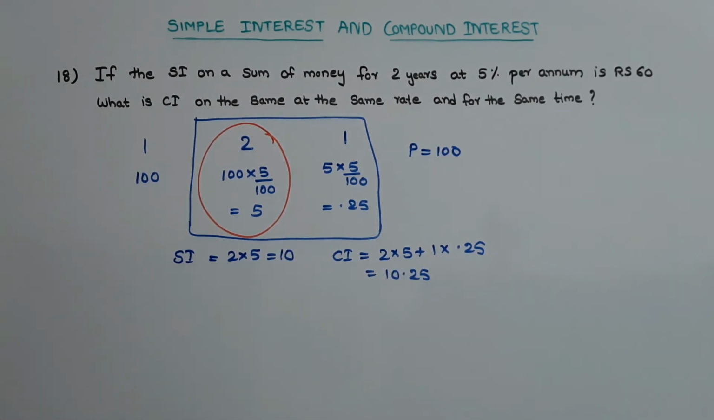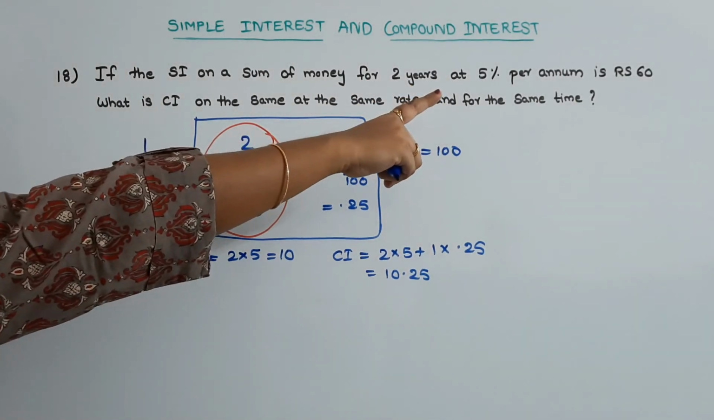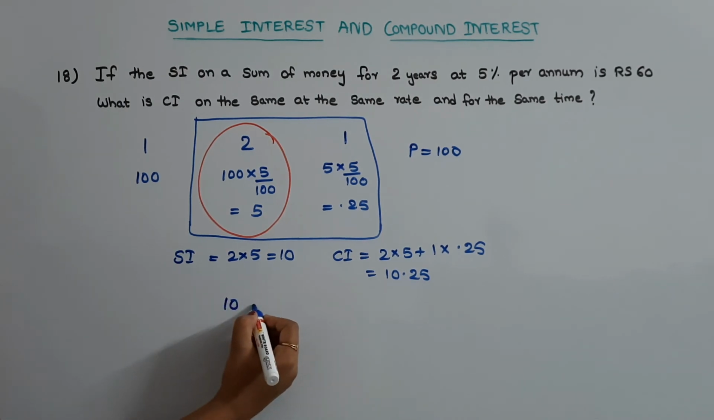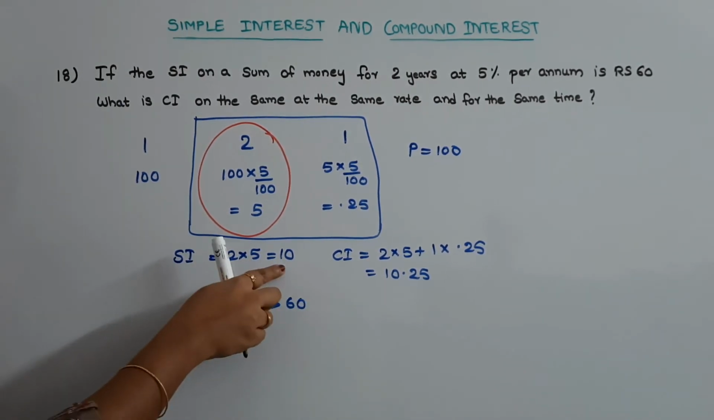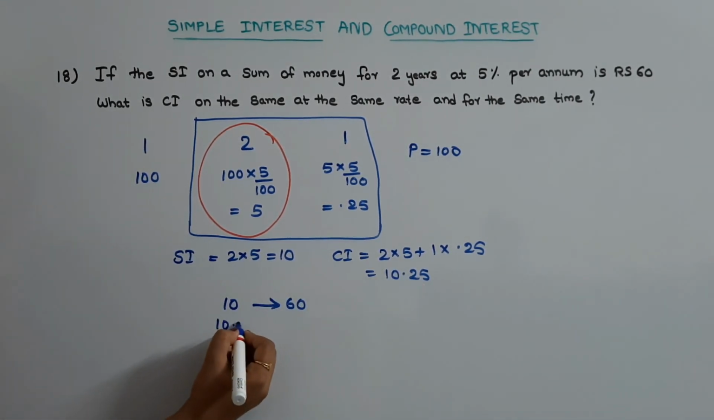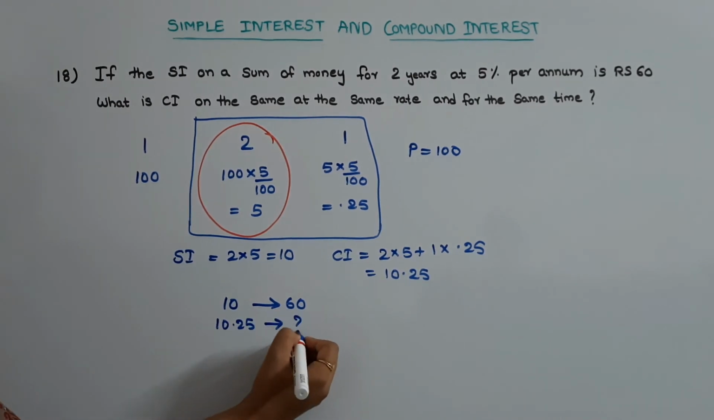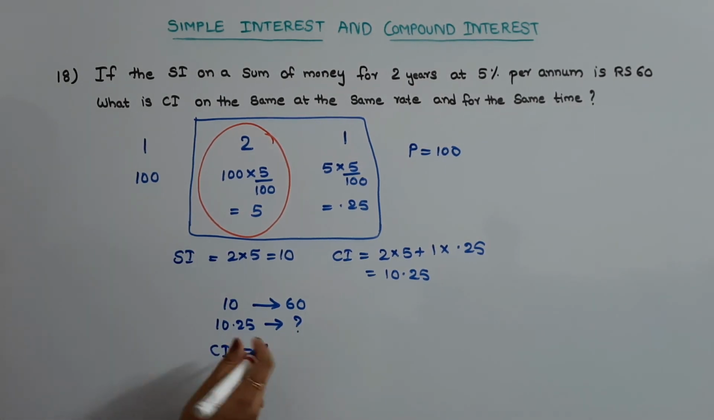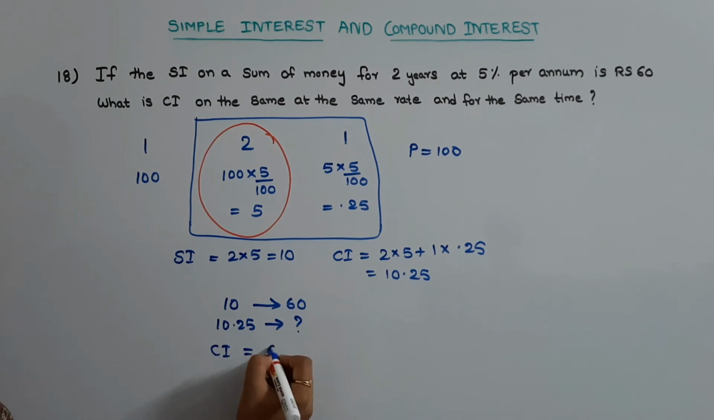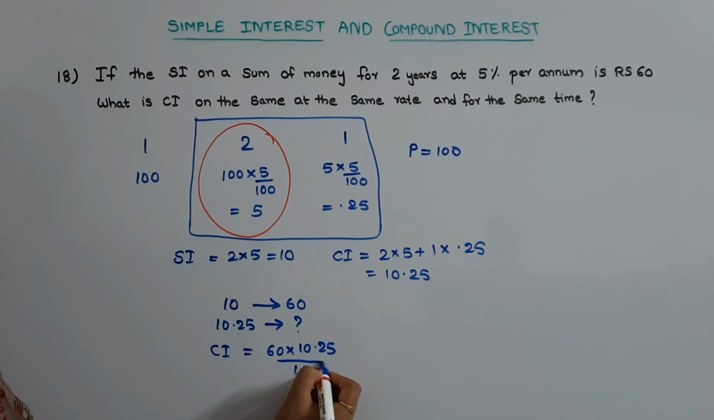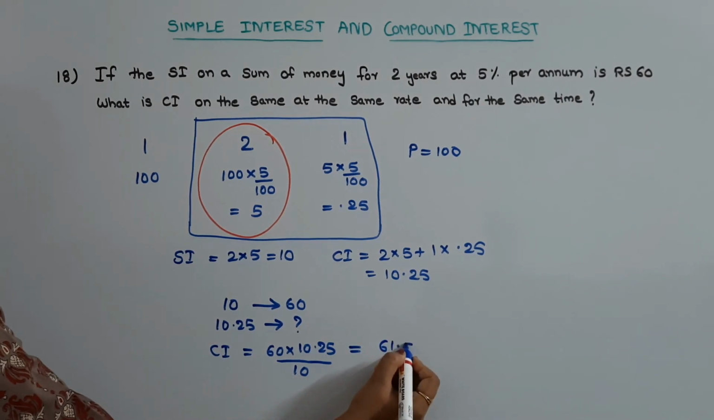But in the question, what is the simple interest given? That is 60. So we can write this 10 as 60. If 10 can be written as 60, then how can we write 10.25? That will give you the compound interest. By cross multiplying, compound interest will be 60 into 10.25 by 10. So the answer will be equal to 61.5 rupees.